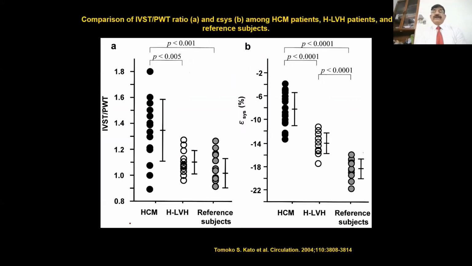As a matter of fact, not only the asymmetric septal hypertrophy helps you, but also global longitudinal strain helps you in differentiating. The reference subjects, typically normal people, have about 20% global longitudinal strain. Hypertensive individuals have close to 14–15%, and hypertrophic cardiomyopathy have close to 10% or less.